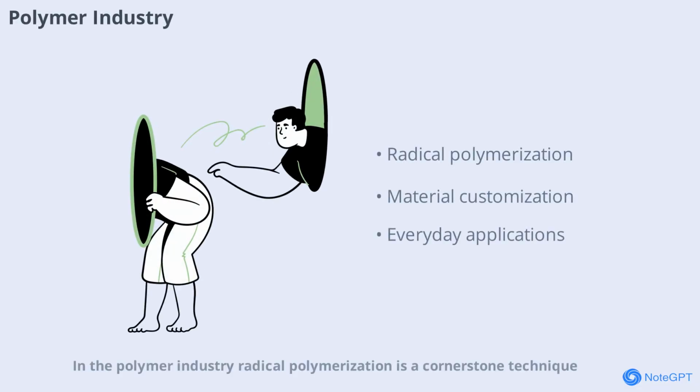In the polymer industry, radical polymerization is a cornerstone technique. By initiating chain reactions with radicals, manufacturers can produce plastics, resins, and fibers with tailored characteristics. This process is efficient and allows for the creation of a wide range of materials used in everyday life.